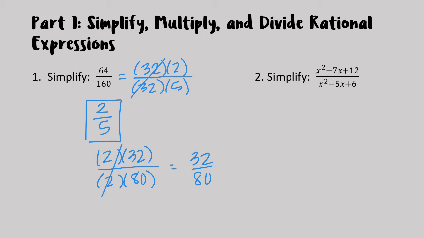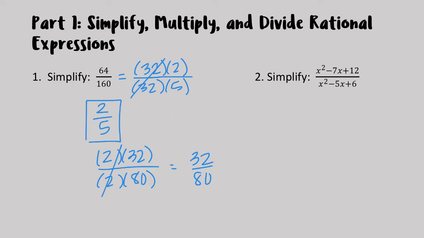You break it down into factors, into things that multiply to get the numbers in the numerator and denominator, so that you could cancel factors out, because when you divide a factor by itself, you just get 1. Okay, so now we want to try with variables.